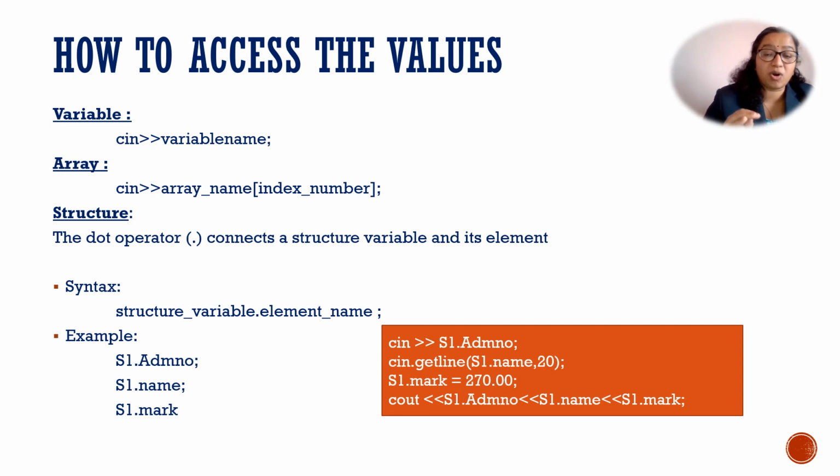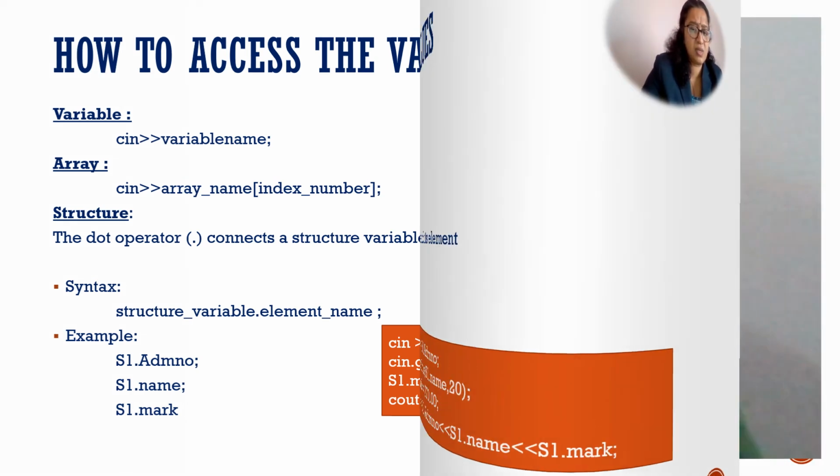Then S1 dot mark: direct assigning, we can put S1 dot mark is equal to 270. And just display all these details: cout S1 dot admission number, cout S1 dot name, then S1 dot mark. Okay, this is the way of accessing and retrieving the values of a structure variable. Understood? I hope you all enjoyed the session. See you in the next session. Bye. Take care. Thank you all.